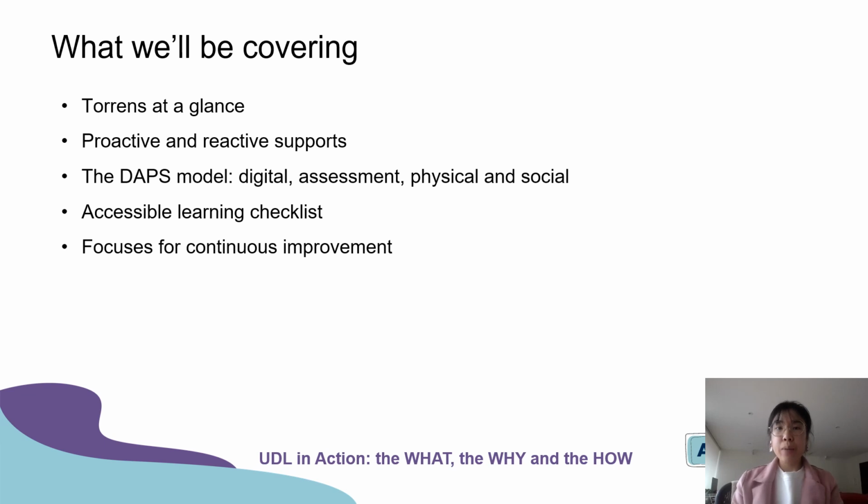We'll start today's session by providing a brief glance at the cohort of students at Torrens University. We'll go over the proactive and reactive supports that we offer students with accessibility needs, and then start to describe the DAPS model: digital, assessment, physical, and social. This model is how Torrens University thinks about universal design and accessibility in education, and helps to inform the accessible learning checklist, which we'll then discuss later in the session. Finally, we'll end on an overview of the focuses for continuous improvement to make sure that all education at Torrens University is inclusive and accessible.